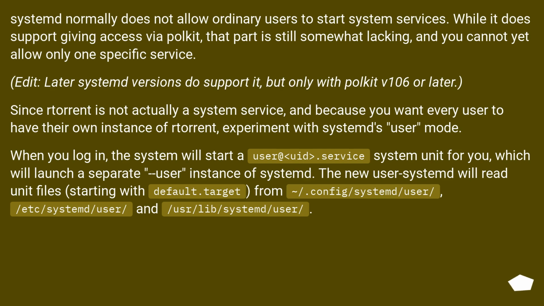Since rtorrent is not actually a system service, and because you want every user to have their own instance of rtorrent, experiment with systemd's user mode. When you log in, the system will start a user@UID.service system unit for you, which will launch a separate user instance of systemd.